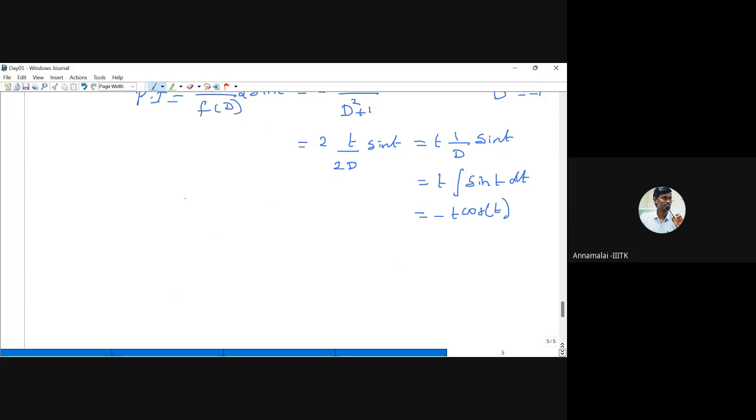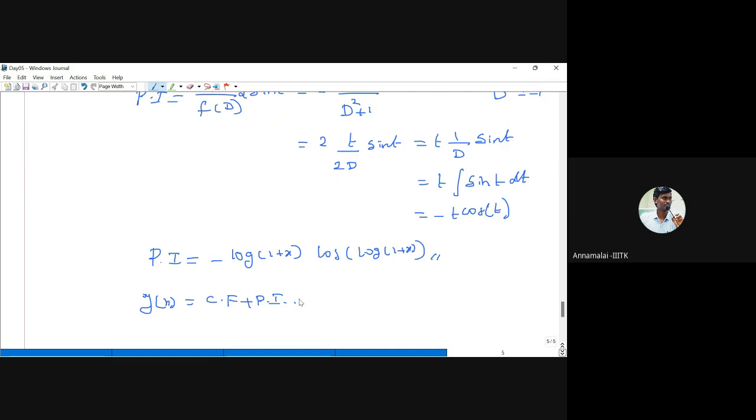Now this is the particular integral of the reduced equation. But what is the particular integral of the original equation? You have to replace everything in terms of x. Therefore the particular integral is minus t, that is log of (1 plus x), into cos of t, that is log of (1 plus x). So this is the particular integral. Therefore the solution for the original equation is the complementary function plus the particular integral. Just add them, and you will get the solution.